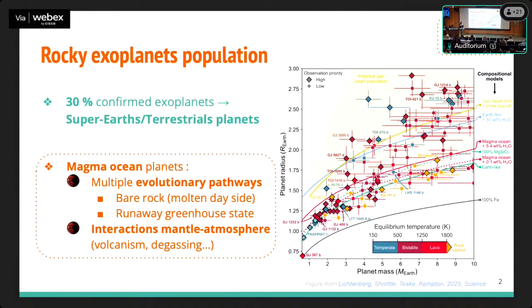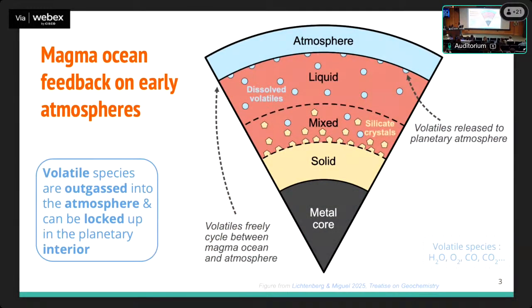And for a planet to be in a magma ocean state, there are different evolutionary pathways. The planet can be a bare rock, meaning there is no atmosphere and it's molten on the day side, but the planet can also retain an atmosphere and be in a magma ocean stage because it's in a runaway greenhouse state. And during this magma ocean phase, there is a lot of interaction between the atmosphere and the mantle, and that's what is shown here on this scheme.